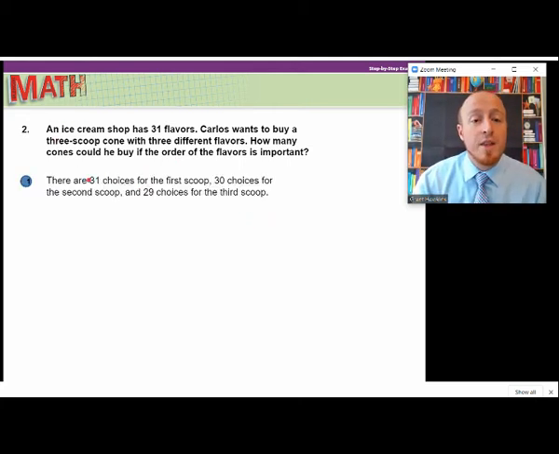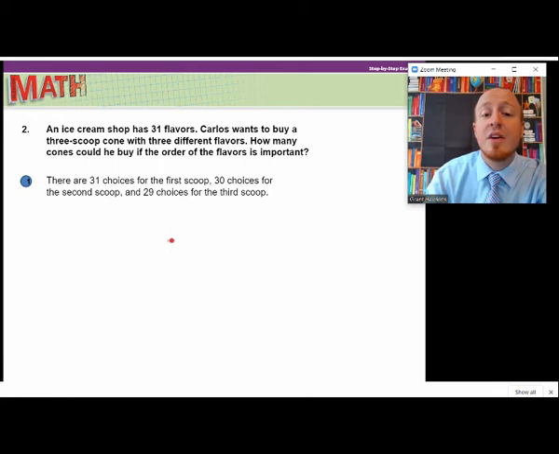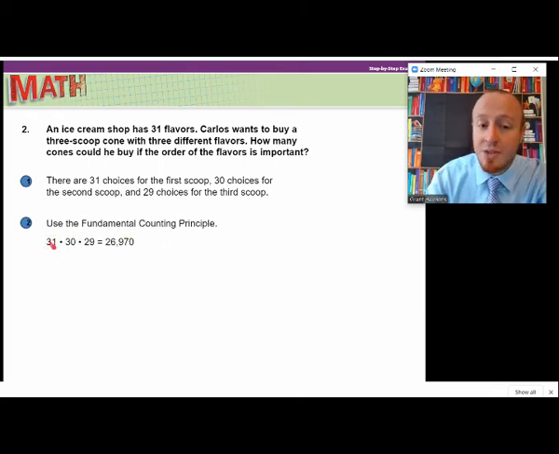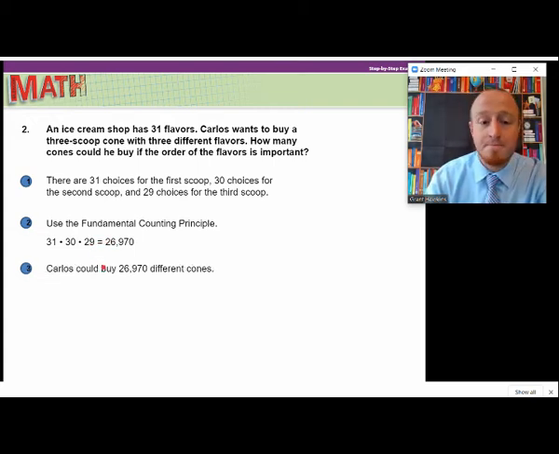So there are 31 choices for the first scoop. That's a lot of choices. There are 30 choices for the second scoop because you've already used one of them. He wants them all to be different. Let me use my laser to point that out. Different. And then after he's chosen 2 of them, there's 29 left. So you literally have to say 31 times 30 times 29 is blah-diddy-blah-diddy. Okay? Carlos could buy 26,970 different cones. Unbelievable. That's a lot of ice cream possibilities.